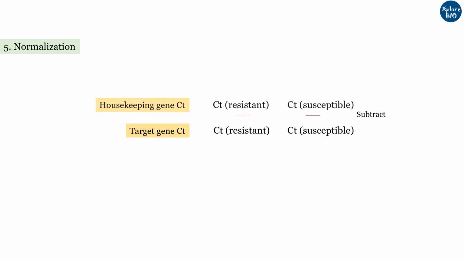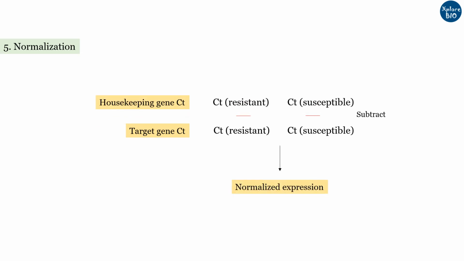Number 5 in the list is normalization. In context of RT-PCR, the CT values of target gene is subtracted from CT values of internal control or the housekeeping gene to get the normalized result. It is a means of reducing the errors.